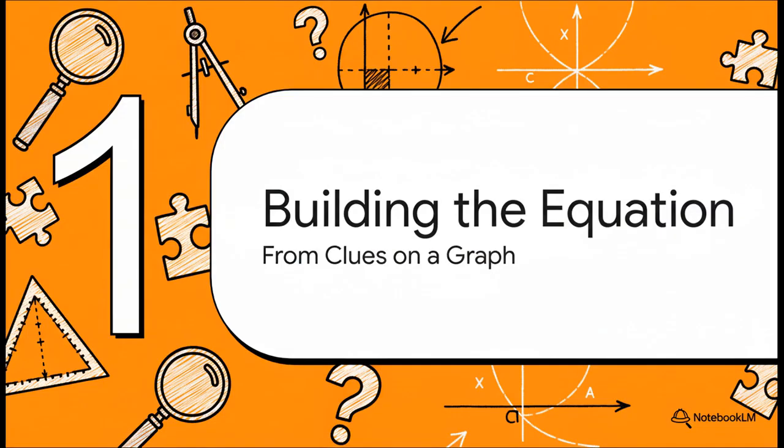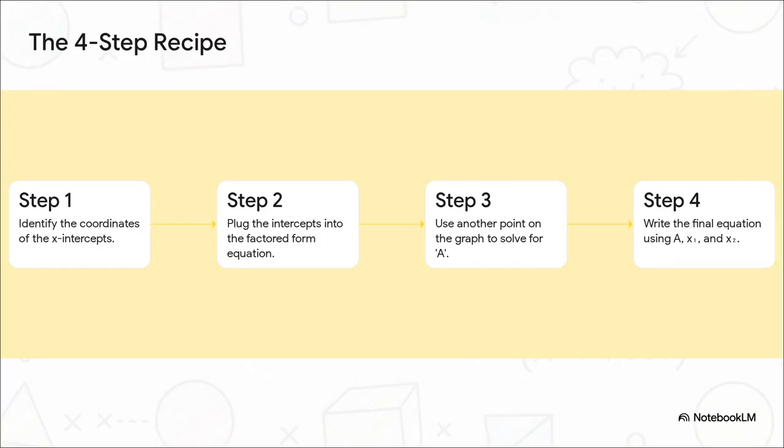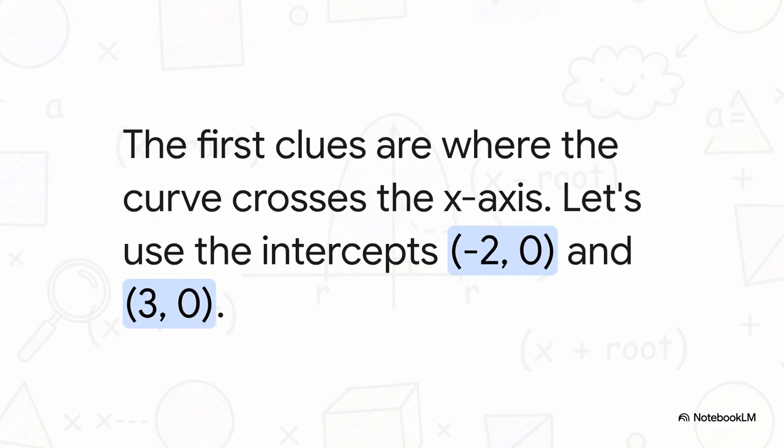All right, let's dive right in. We're going to be like mathematical detectives for a minute and build a parabola's equation using only the clues we can see on its graph. It's really just a simple four-step recipe. First, we find our main ingredients, the intercepts. Then we plug them into the formula. After that, we use one more clue to get the proportions just right. And finally, we write out our final creation.